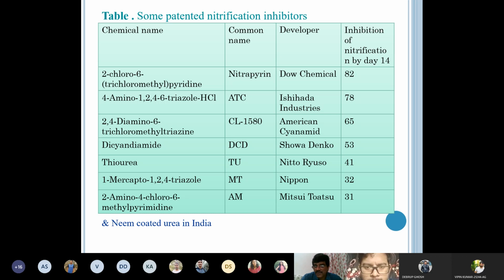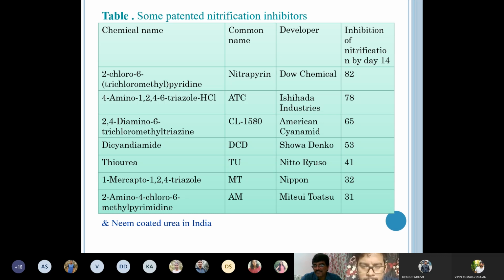So nitrapyrin is known as N-Serve, nitrogen serve, which is used at half kg, 0.5 kg per hectare. It is mixed in urea and applied. It increases nitrogen use efficiency. It is the best, which increases the highest nitrogen use efficiency or nitrogen recovery in any case.